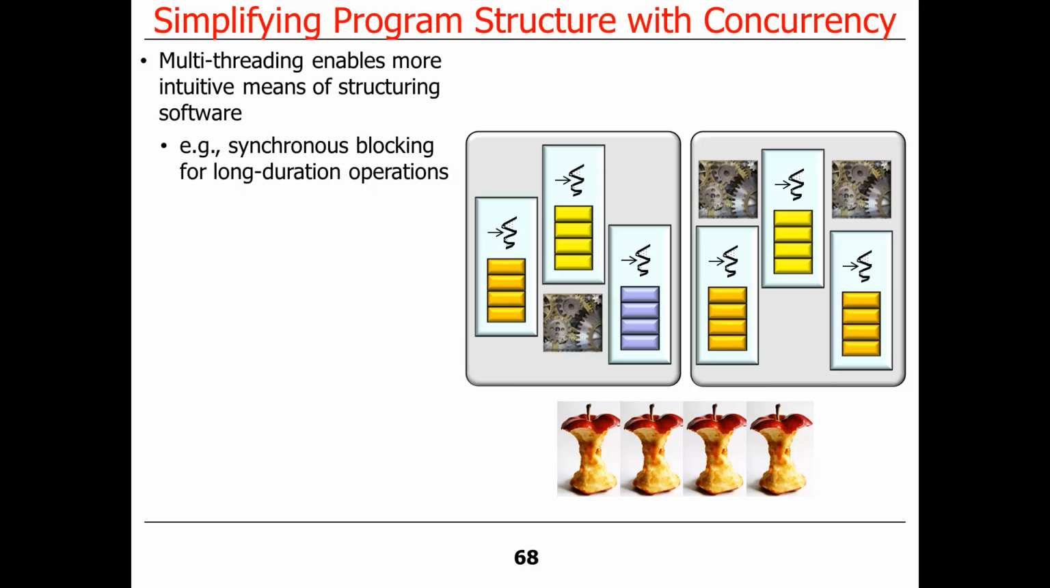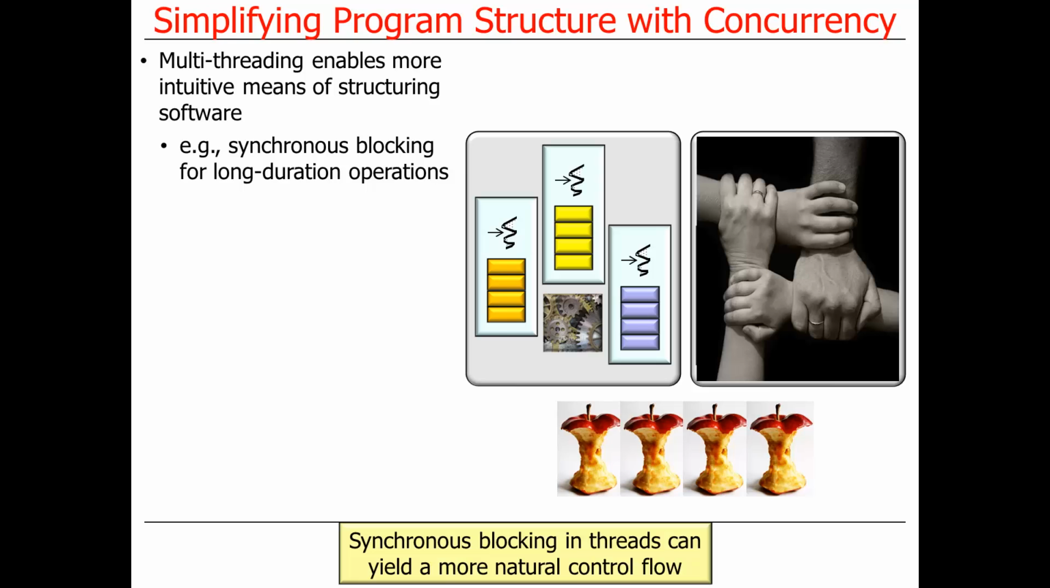And instead of doing this crazy event loop with asynchronous operations and splitting invocations from completions, what you instead do is you have multiple threads and you allow the long duration operations to block synchronously. And you'll recall we talked about synchronous blocking last time, where I used the phone call as an example where you block waiting for someone to pick up the call.